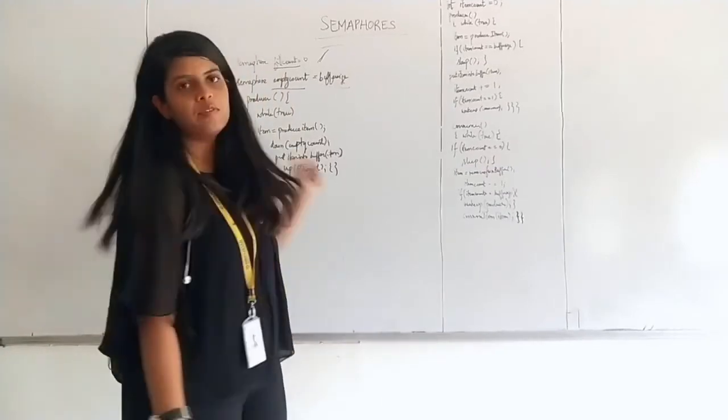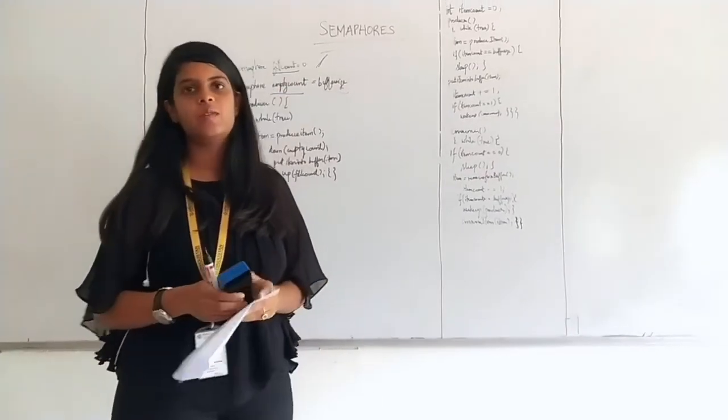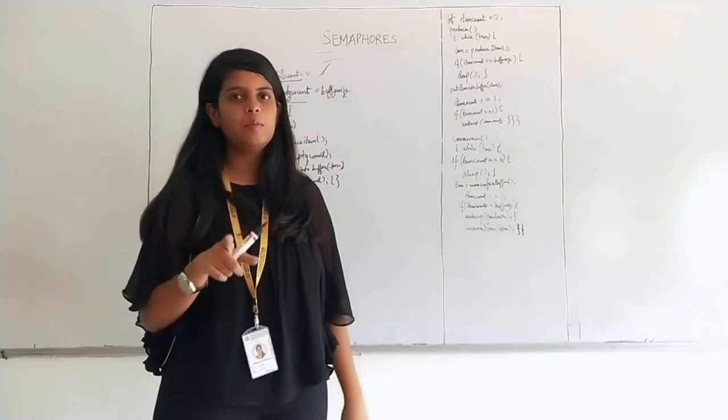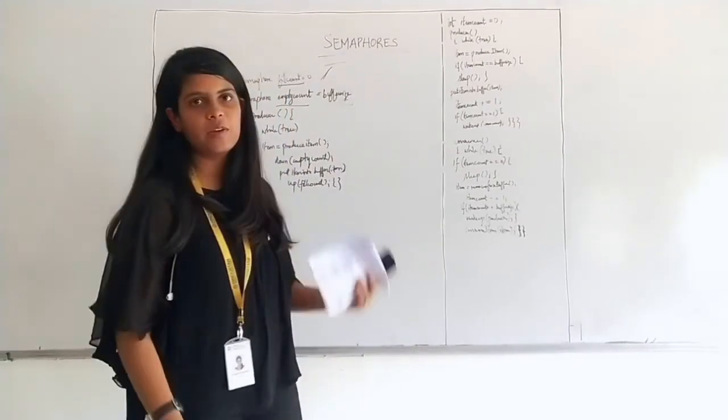So we can say that semaphores actually solve the critical section problems and also make sure about mutual exclusion, since only one process can work at a time.